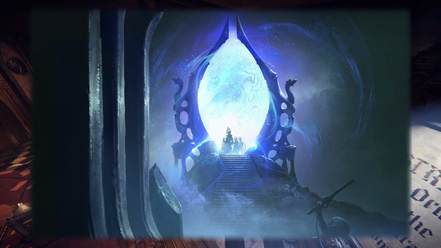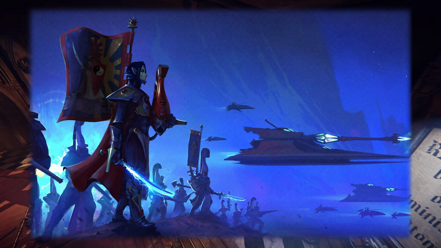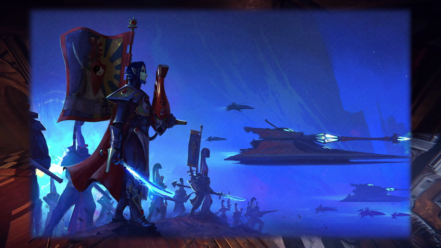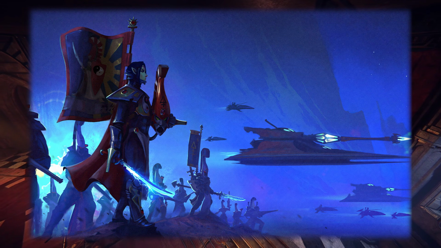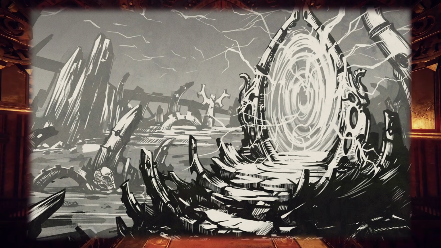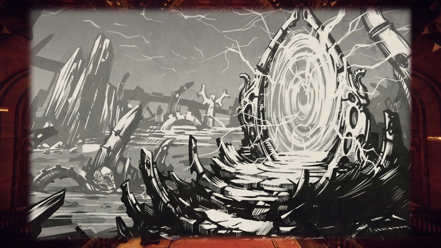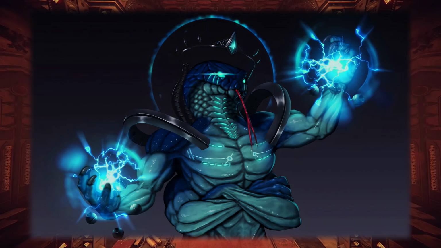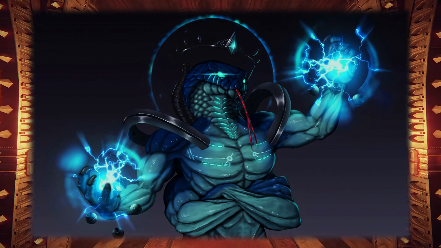Sometimes referred to as the labyrinth dimensions, the Webway is a dimension consisting of arterial pathways that stretch through both the Materium and Immaterium. In a sense, it sits right between the two other dimensions, but unlike both, it is an artificial creation created by the Old Ones.